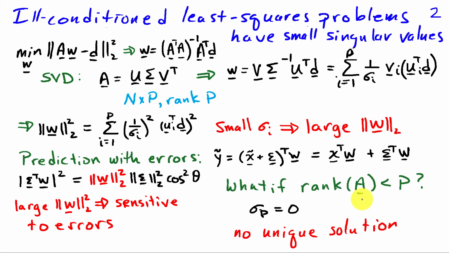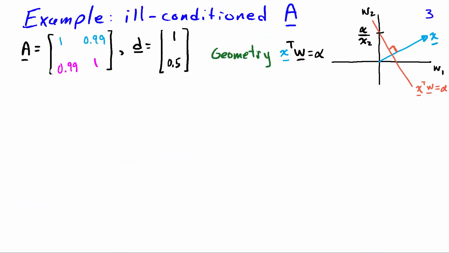Now, another question that comes up is, what if the rank of A is less than p? Well, in that case, we can't use this particular approach for the solution because A transpose A is not going to be invertible. We see that in our expression for W, we have 1 over sigma i. So if sigma p is equal to 0, for example, I can't take 1 over sigma p. It turns out we can analyze this problem, and there ends up being no unique solution for W in this case.